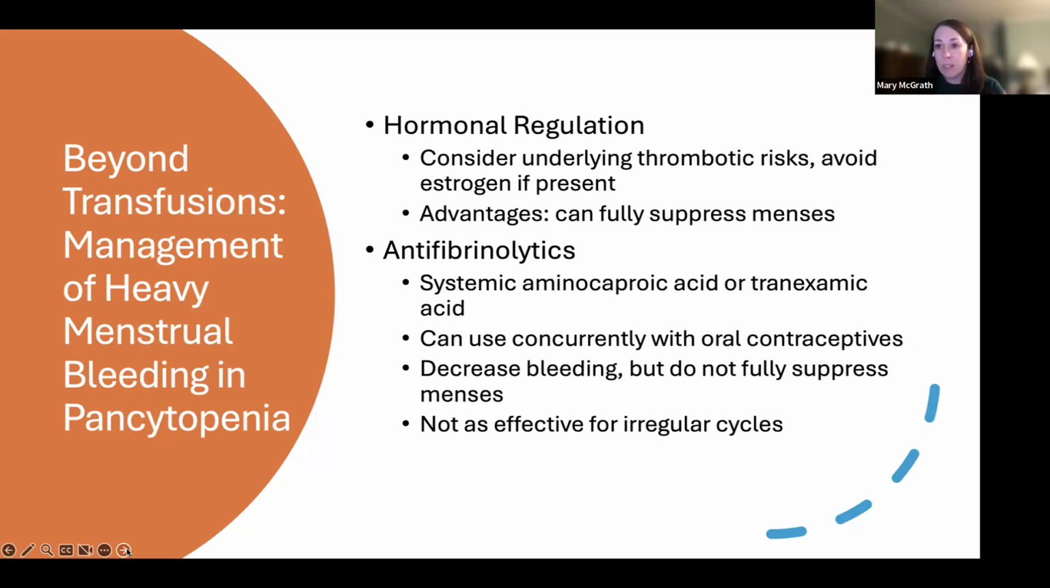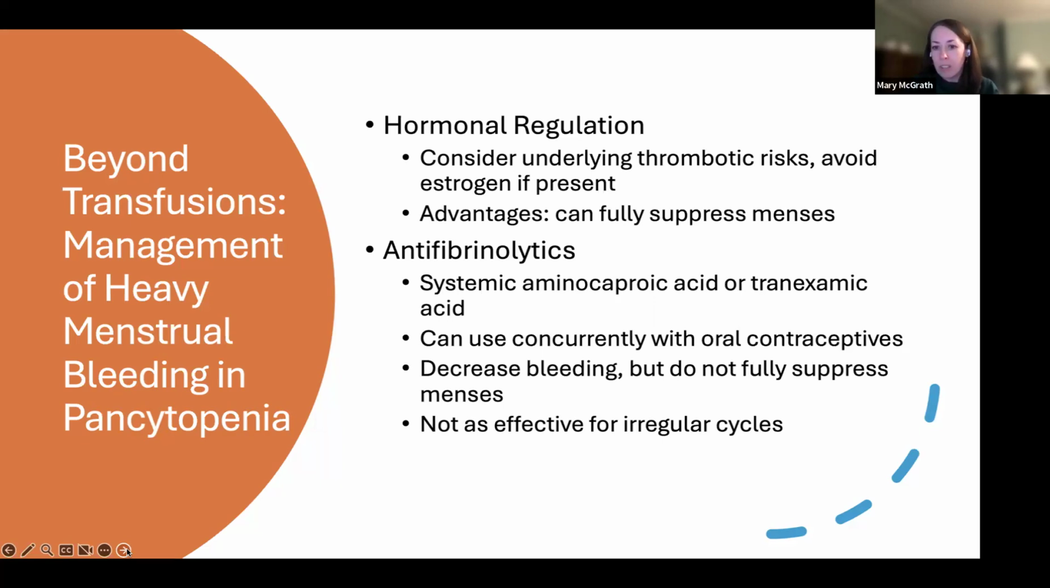There's obviously numerous oral contraceptives to choose from. One thing to consider is whether patients have any underlying thrombotic risk, when you're thinking about whether or not it's safe to use a combined pill with estrogen. If there are underlying thrombotic risks, probably steering away from the estrogen-containing pills and using a progesterone-only product. And then antifibrinolytics also can be used for heavy menstrual bleeding.